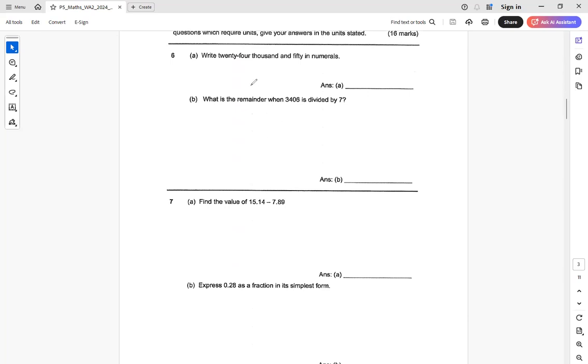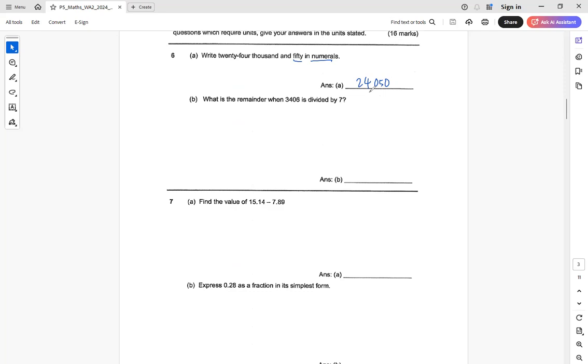Okay, 6a, write 24,050 in numerals, means write in numbers. Okay, so 24,000. By right, you have 3 zeros behind, but because of your 50, it will just be like this. Okay, the 50 will take in the tens place. So this is your answer for 6a, 24,050.